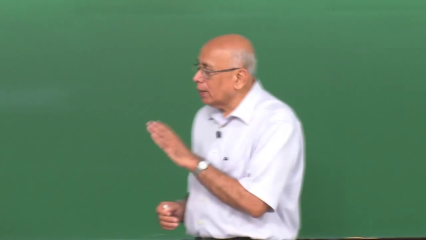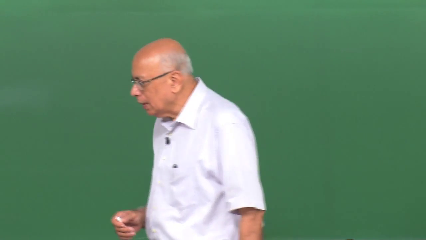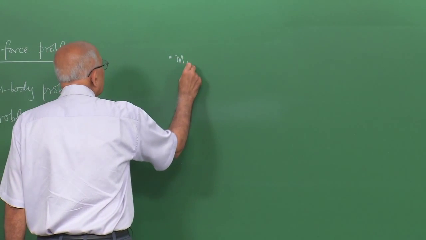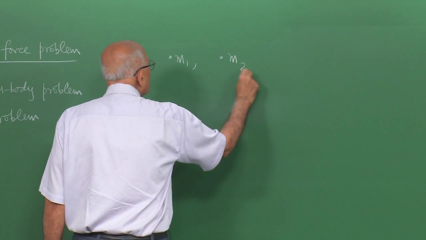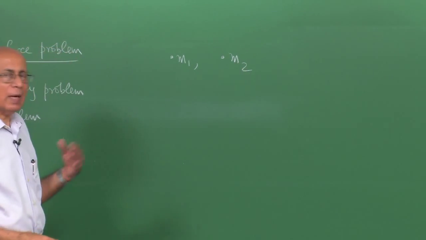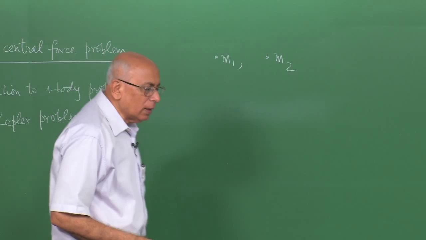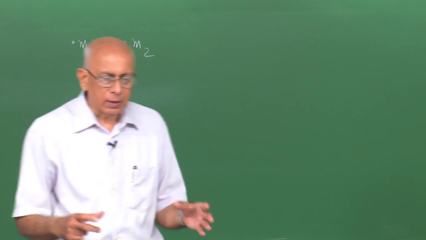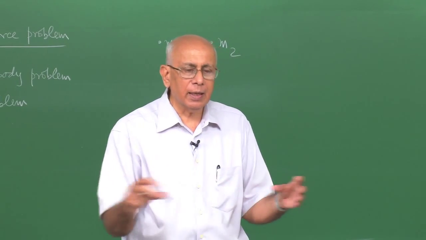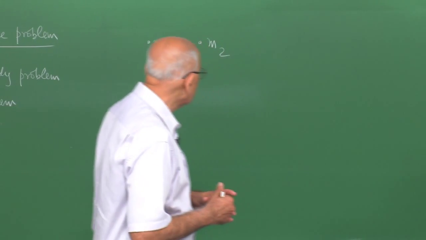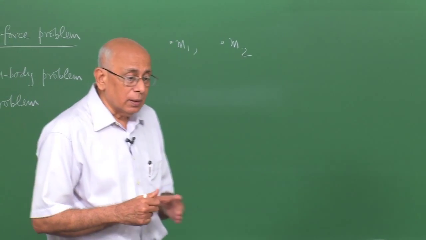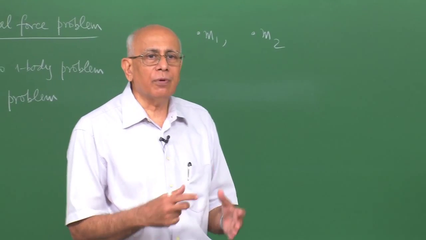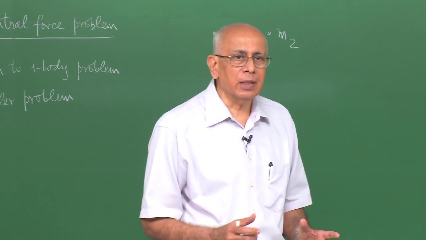Now, the general two-body central force problem is as follows. You have two particles of masses m1 and m2 with some prescribed momenta to start with, and then the question is, if they interact with each other through a central force, namely a force which is directed along the line joining these two particles and which is derived from some kind of potential, then can we solve for all the dynamical variables in this problem?